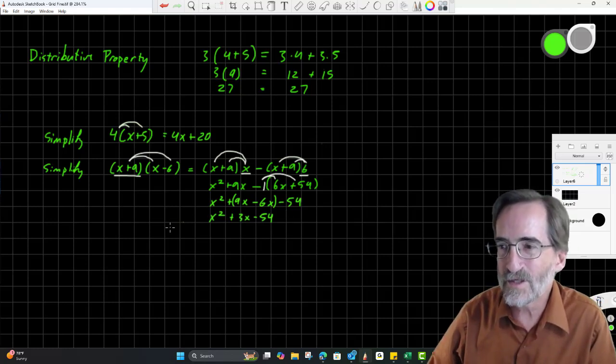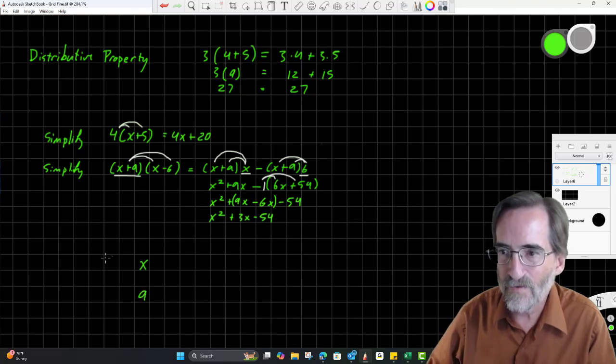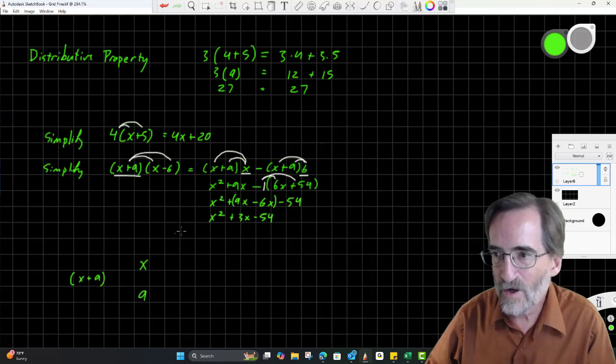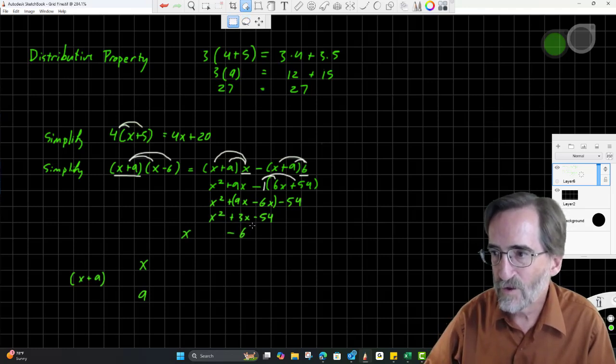The lesson teaches a table technique. So here's the way the table works. I'm going to put x and 9 down the left side, so down the left side is x plus 9. And across the top is x and negative 6. That's x minus 6. And I'm going to complete the table here.